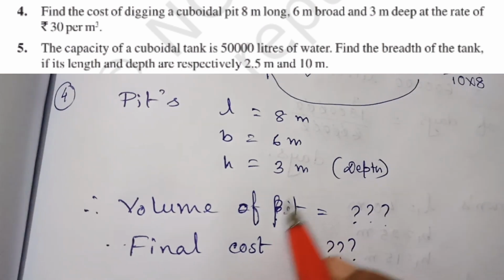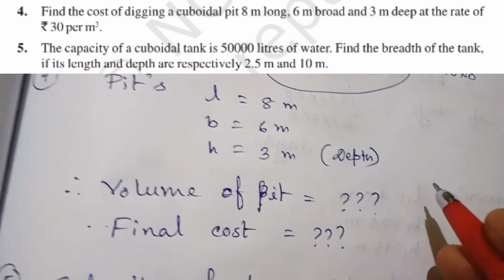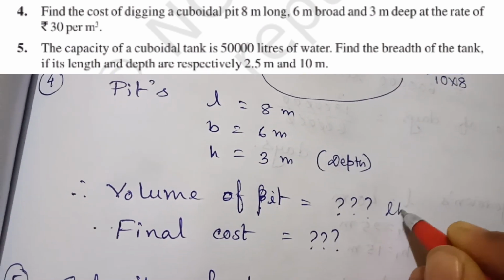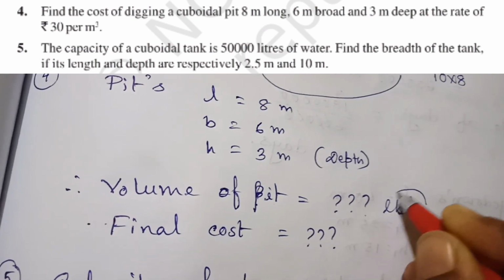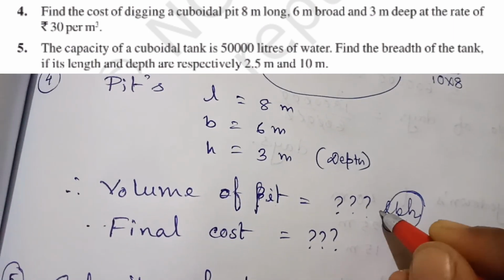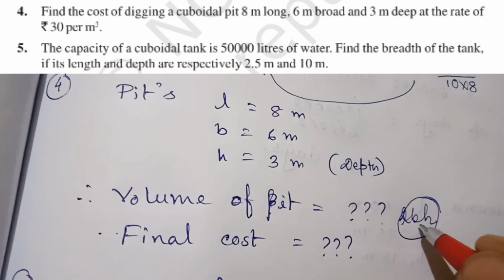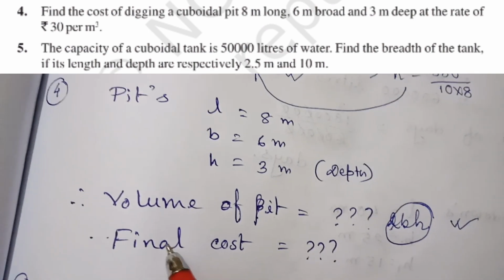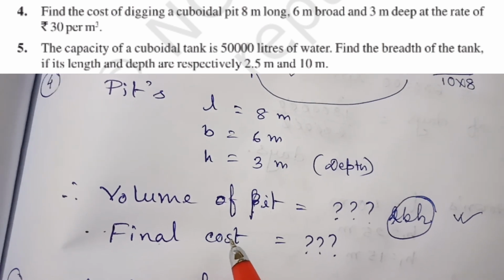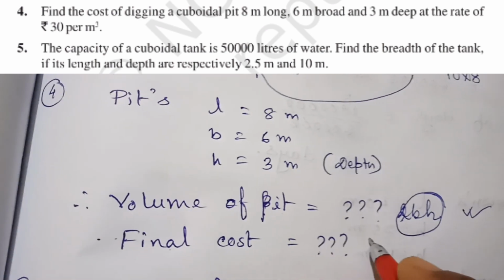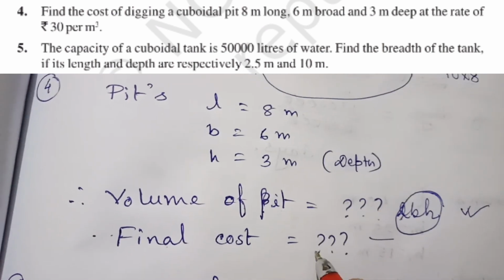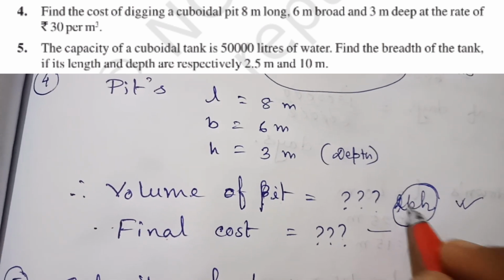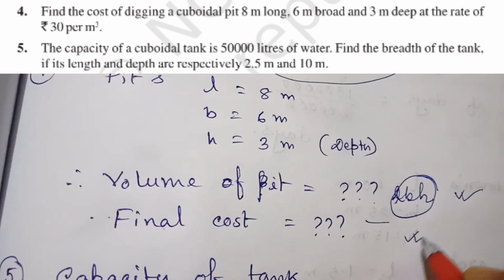So first we have to find out the volume of the pit. What will it be? It will be again the same LBH formula. Now whatever we get from this LBH formula, and the digging cost rate is given, so the rate into this volume will be the final cost.